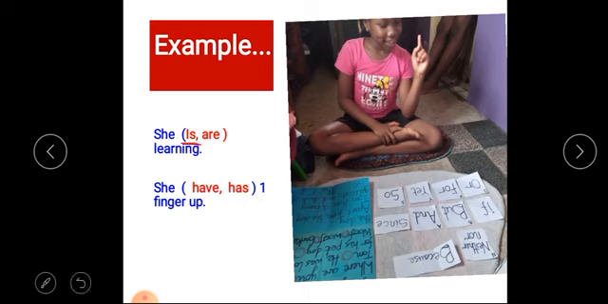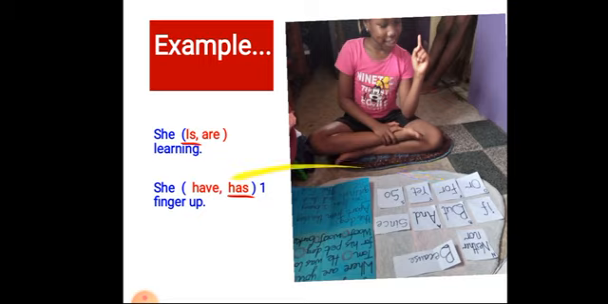Yes. Look at the other one. She. Is it she have or has? Is it she have one finger up or she has one finger up? You're right. She has. Has is a singular verb. She is a singular subject. So has is the correct word. You can't say she have a finger up. She have one finger. You even know, when you hear it, you know that you are wrong.